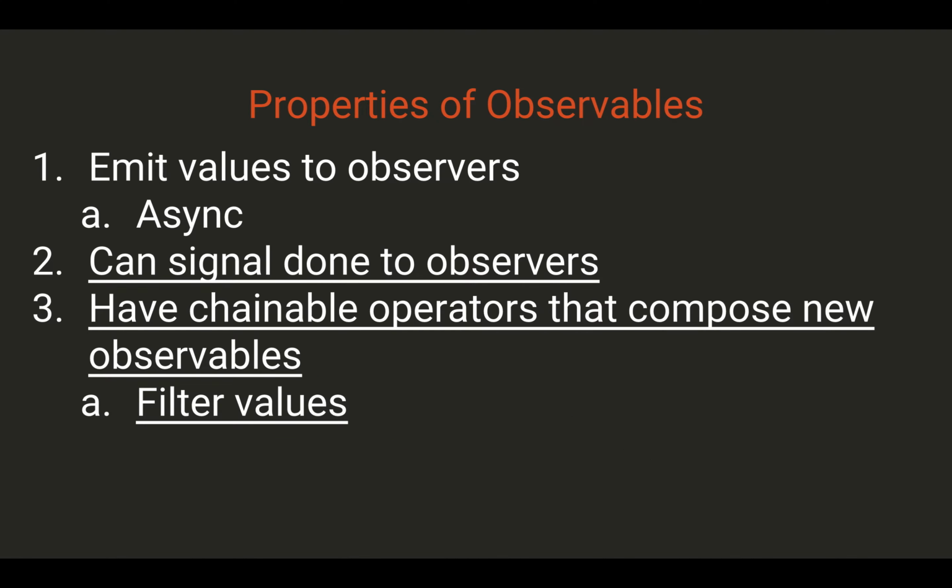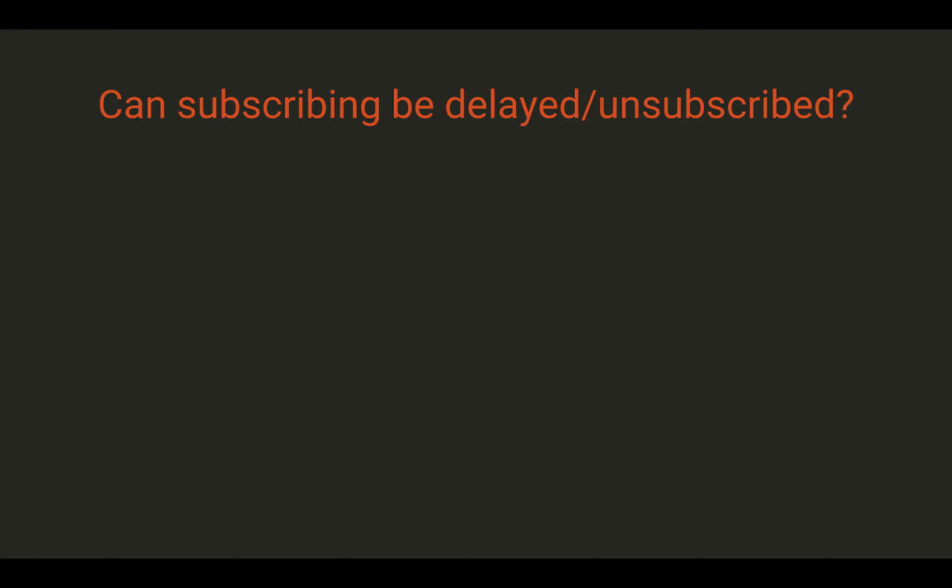We'll look at that more in the next example, but for now we know a couple new properties of observables. They can signal done to observers if you register an onComplete callback, and they have these chainable operators that will compose new observables. And we've seen so far that we can use those chainable operators to filter out values from the stream.